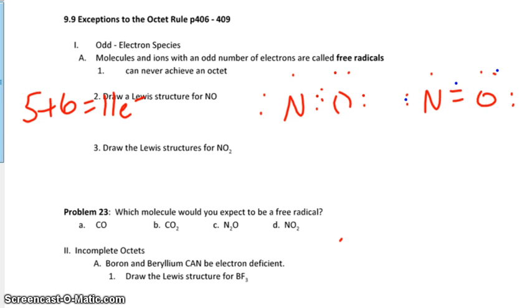There's nothing I can do about it. Oxygen has 8. Nitrogen actually has 7. That's as close as we're going to get. So this structure is pretty good.